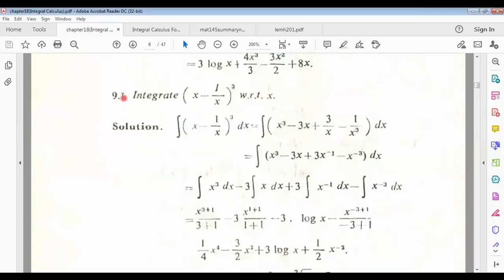Now example number 9, integrate x minus 1 by x whole cube with respect to x. That means integration of x minus 1 by x whole cube dx, and this operator will be dx. Now for a minus b whole cube, we have to use an identity to integrate this. The a minus b whole cube identity: a cube minus 3a square b plus thrice ab square minus b cube.